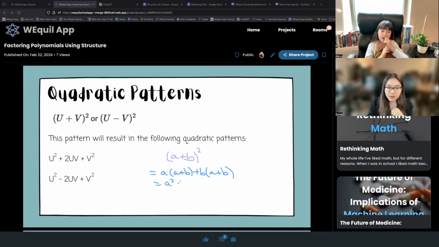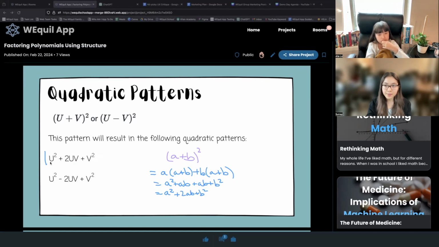a times b, which equals ab, then we get b times a, which also equals ab, right? Because ba and ab are the same thing, so we might as well make it easy on ourselves. And then b times b, which equals b squared. Because of that, we can simplify this because ab plus ab equals 2ab. So a squared plus 2ab plus b squared, which is what we see here, right?